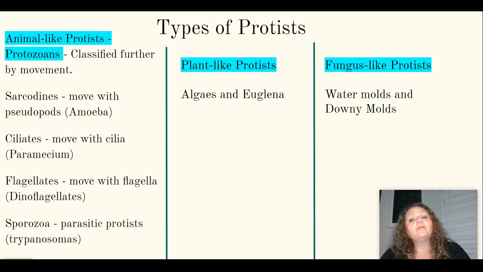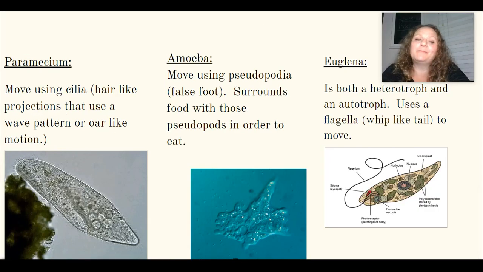Our third clade are the fungus-like protists. These are the ones that behave like fungus. Water molds and downy molds. Here are some examples of some of these organisms. So the first 2 belong to the animal-like protist, the paramecium. And I've given you these pictures so that you can see what we're talking about.